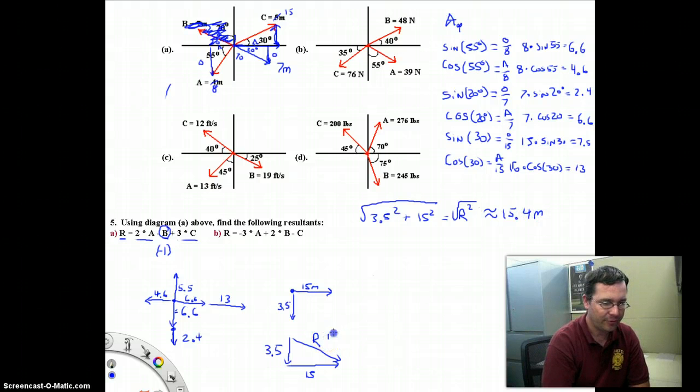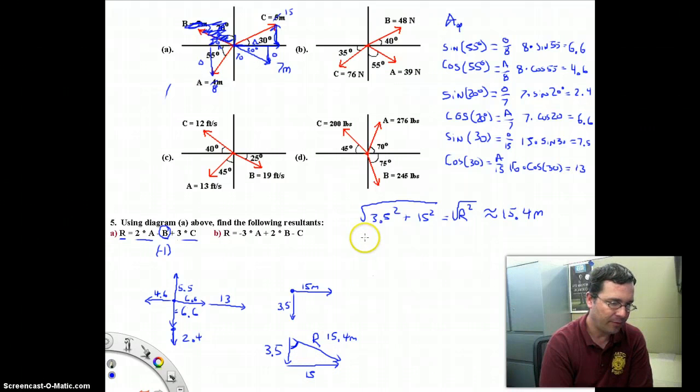Okay, 15.4 meters. Now the question becomes, what's the direction? Well, the first thing you need to do is figure out this included angle. And so remember that the tangent of some angle, which we will call angle theta, so we'll label this as angle theta, equals the opposite over the adjacent. Well, what's opposite of angle theta? 15.